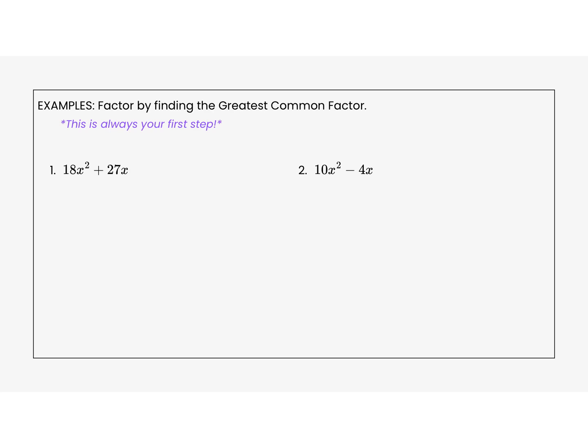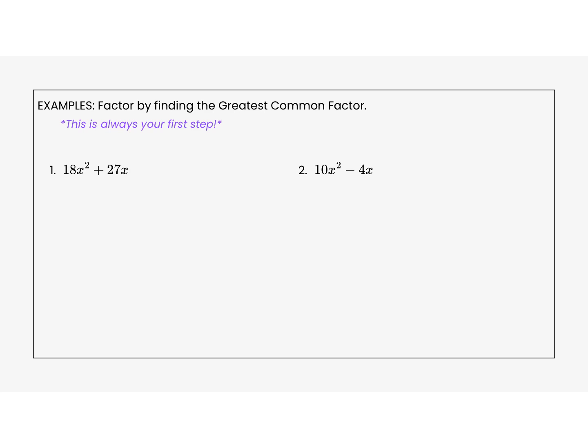So first and foremost, when we talk about GCF, remember that this is always your first step. GCF means greatest common factor. So we're looking at what's the biggest thing that these two or however many terms have in common.